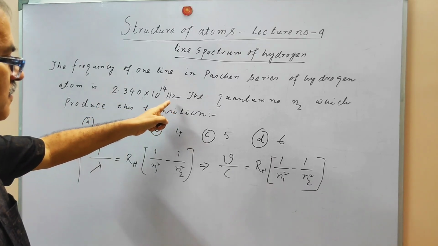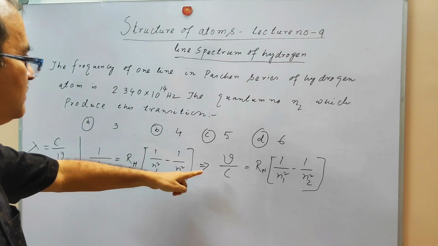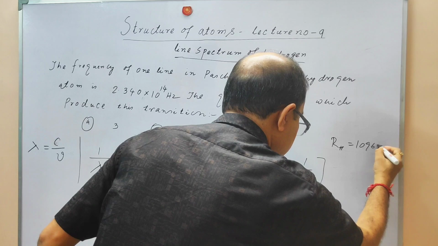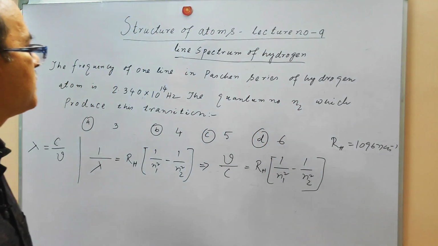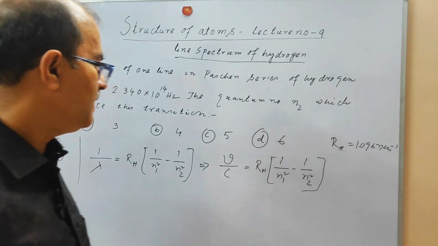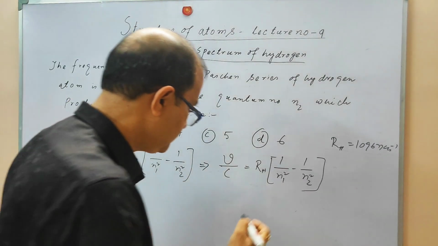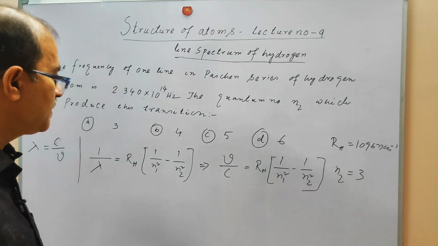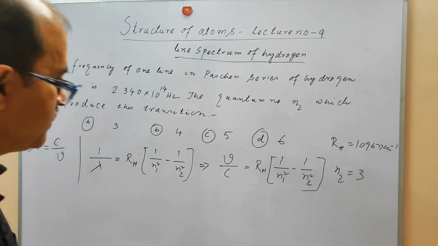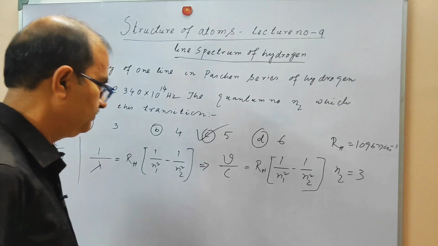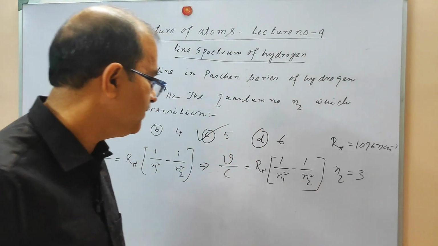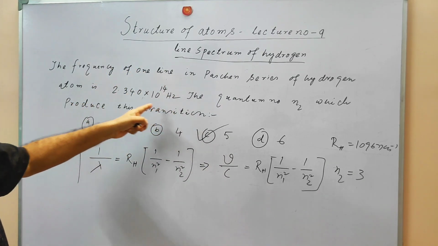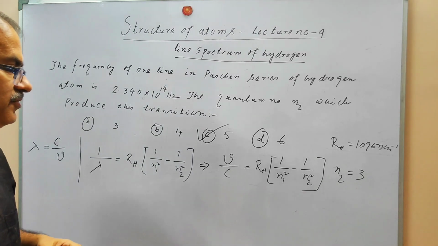The frequency has been given. C is the speed of light. RH we know is 109677 per centimeter. So we can easily calculate, and for the Paschen series n1 is equal to 3. When we put in all the values, it will give the answer, which you can calculate yourself: it will be 5. So when the quantum number n equal to 5, you will get a line with this frequency.